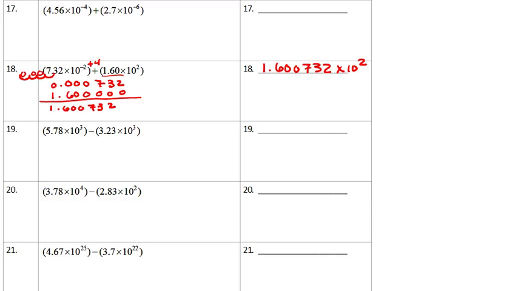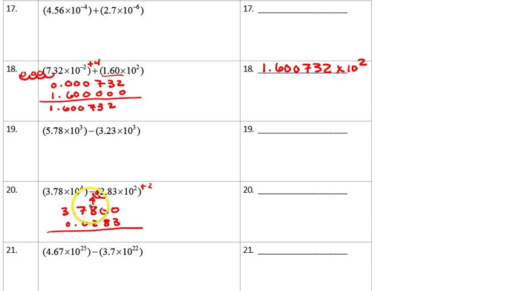What happens if I need to subtract? Be careful about watching your signs here. So for this one, it's asking me to subtract my scientific notation instead of add. Again, I'm going to take my smaller exponent and make it my larger exponent. So I need to add 2, which means I'm going to go 2 places here. So I'm going to end up with 3.78 minus 0.0283. Add your zeros.